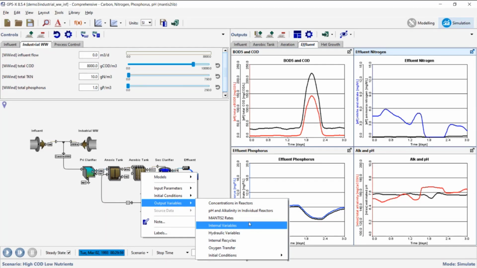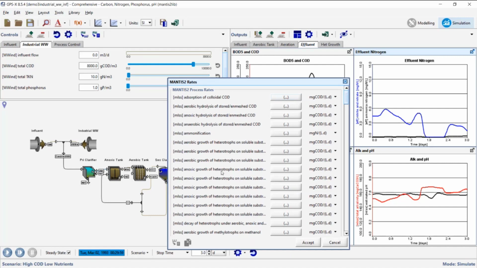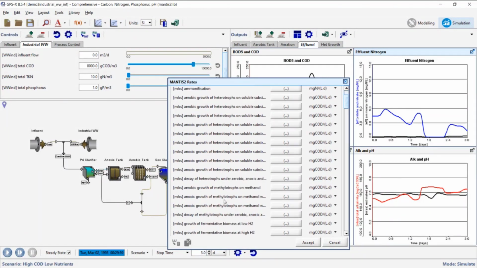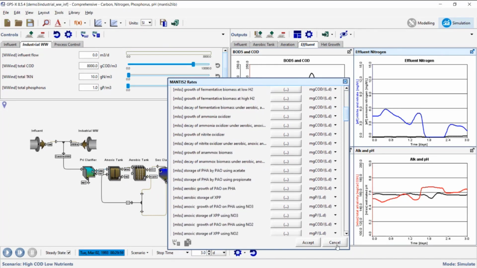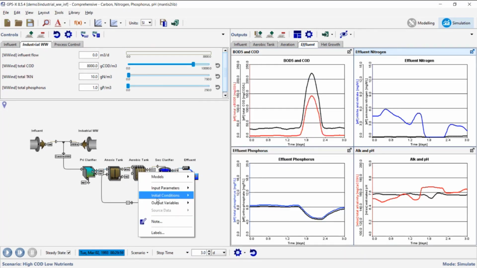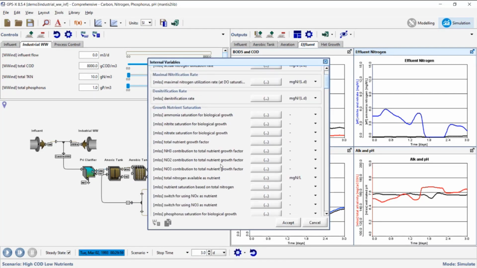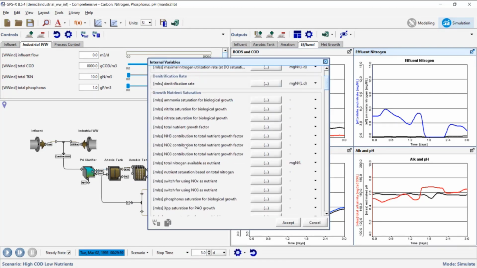So in the rates section here, you can, for example, look at all of these different processes that are going on. So growth of heterotrophs on all these various kinds of substrate, and anoxic growth, and growth of all the different kinds of other biomass, and so on. And then also here, you can even dig into this internal variables menu if you really want to find out some of the other details. These are some calculations that we are doing as part of the overall mass balance, but sometimes they make for interesting things to plot as well.